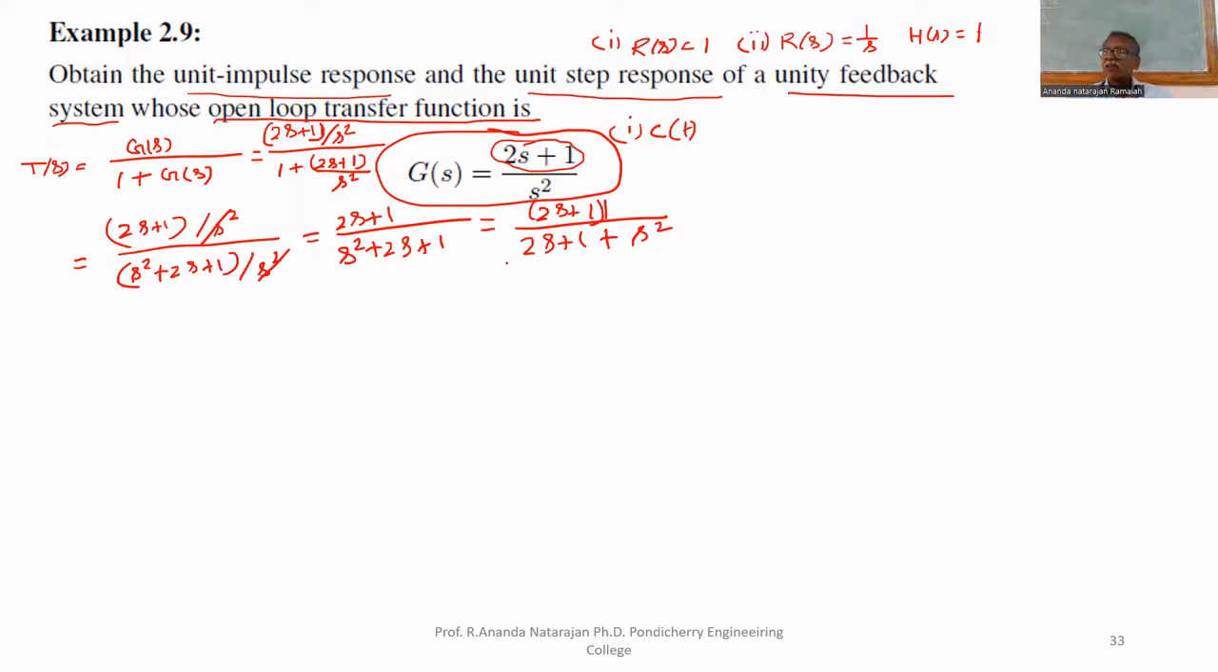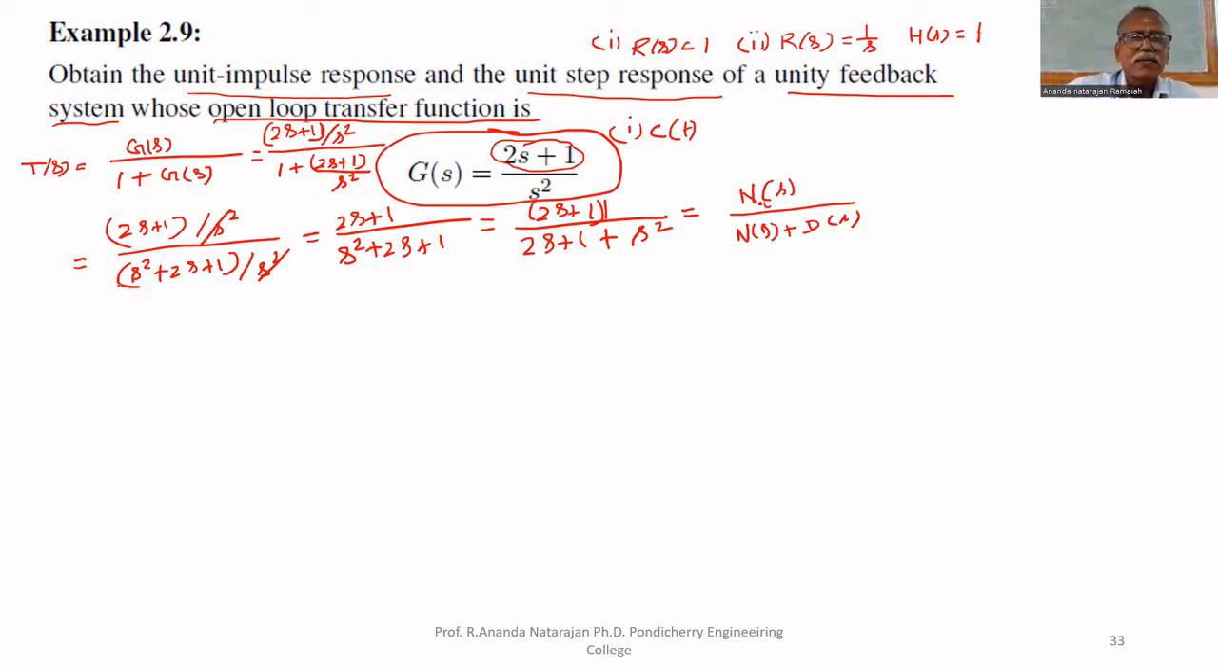This is only if it is a unity feedback system. Numerator you have to keep as such. Denominator, sum of numerator plus denominator. Numerator is the same as the open loop numerator N of S. So if it is a unity feedback system and the open loop transfer function is given, you can find the closed loop transfer function simply by keeping the numerator as such, and the denominator is nothing but numerator plus denominator.